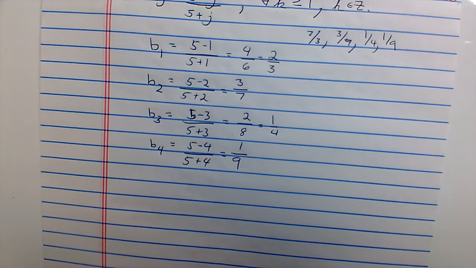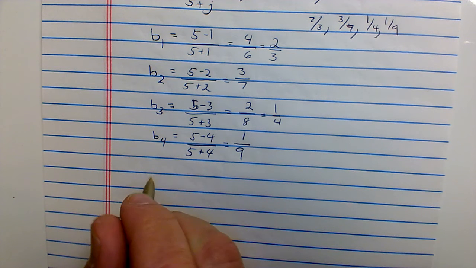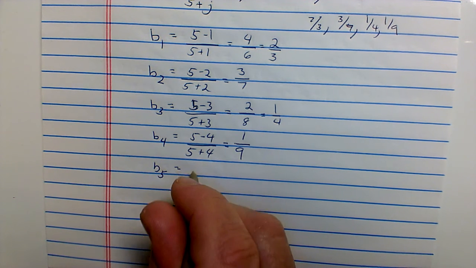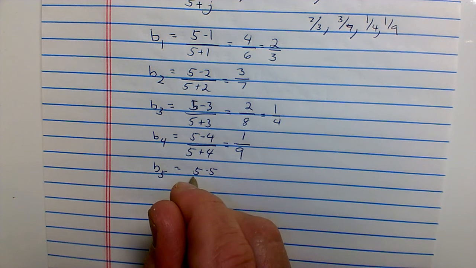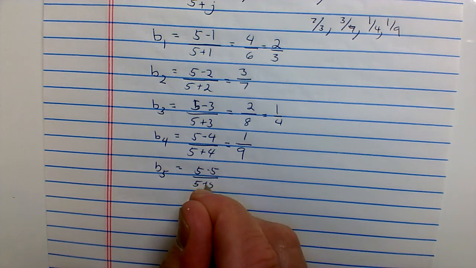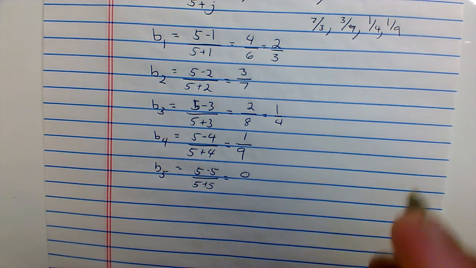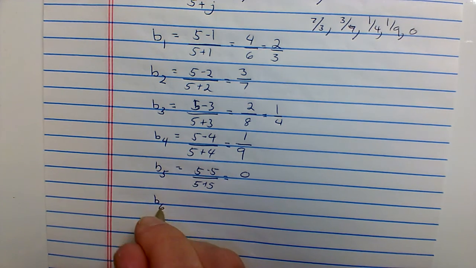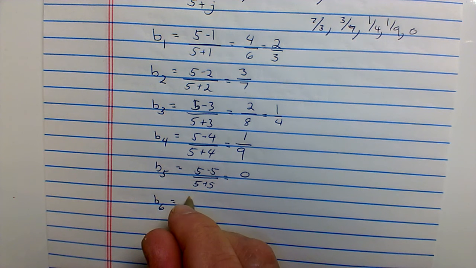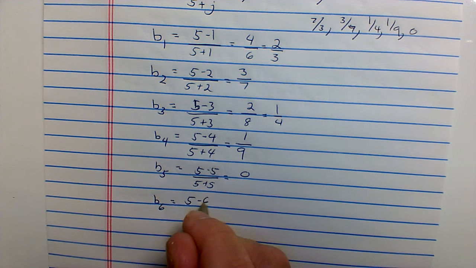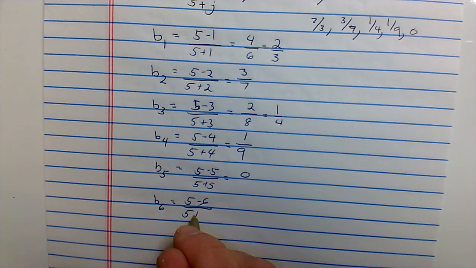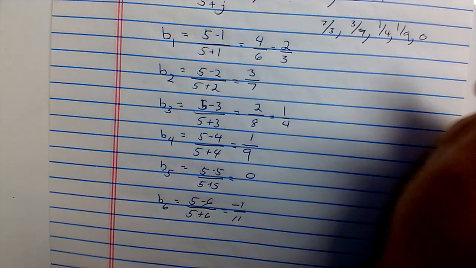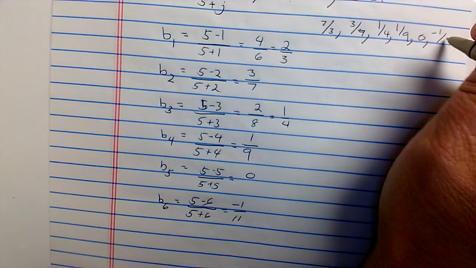Notice, though, a little bit about what this sequence does beyond that. If we went to b sub 5, we're going to have 5 minus 5 in the numerator, so this thing becomes 0 for the next term. And then b sub 6 becomes negative. So this is really an unusual pattern.